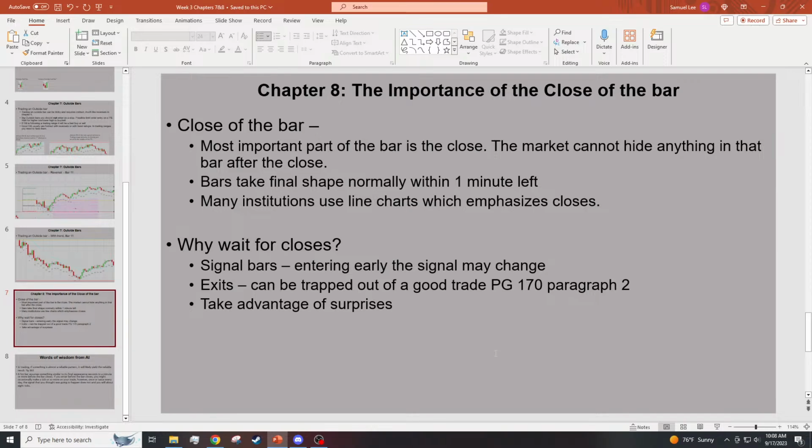The only exception would be if the market's racing. But if the market's racing, let's say up, and you buy at the market, it's a scalp. It's not a swing, so you're going to have to scalp out.